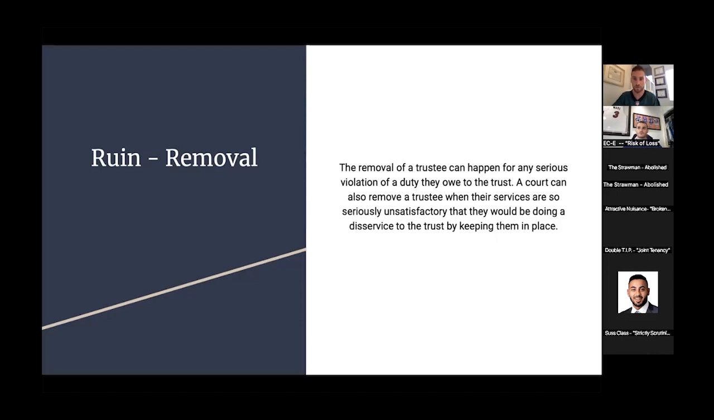So here, the removal of a trustee can happen for any serious violation of duty they owe to the trust. He just went over all the duties. Does anyone, without looking back, remember what PLUP stands for? Anyone? How about prudent investment, loyalty, which is the duty of self-dealing. The P is personal service. And S stood for what? Separate, to separate, don't commingle funds.